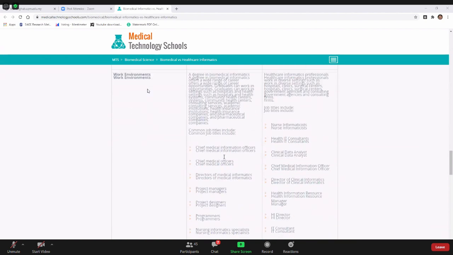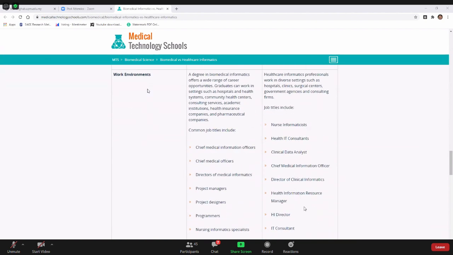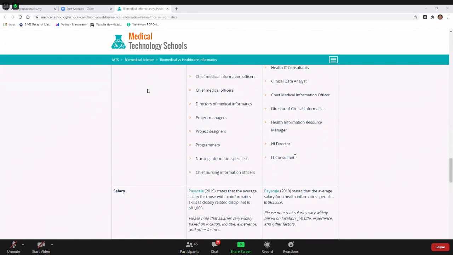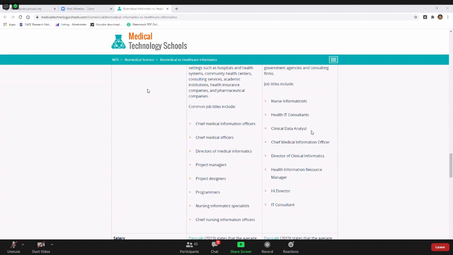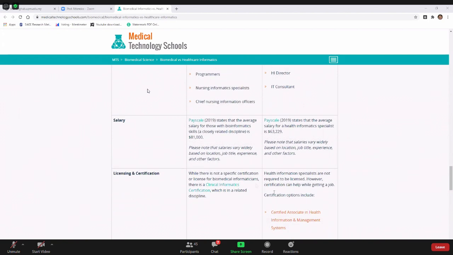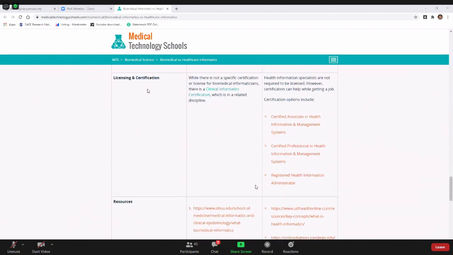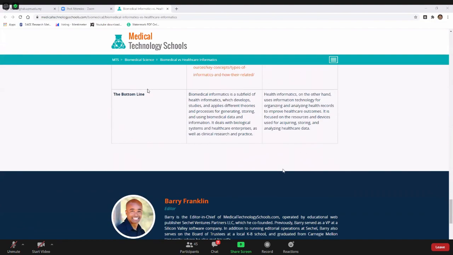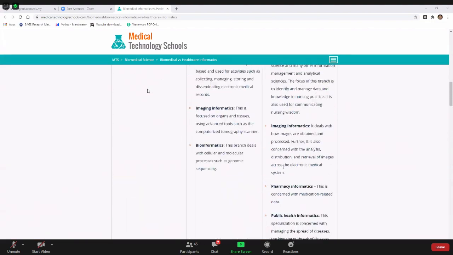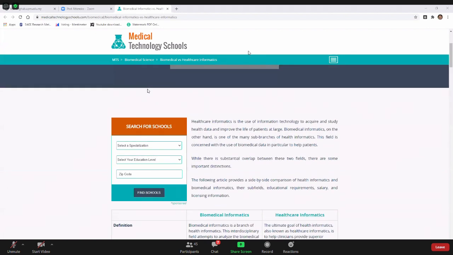What work environment can this graduate serve in? You can see the areas, ranging from nurse informaticists to hospital directors, hospital management, directors of medical informatics, or chief medical officers, etc. These are the salaries. You can see the certification, resources, etc. You can look at how different these two areas are.